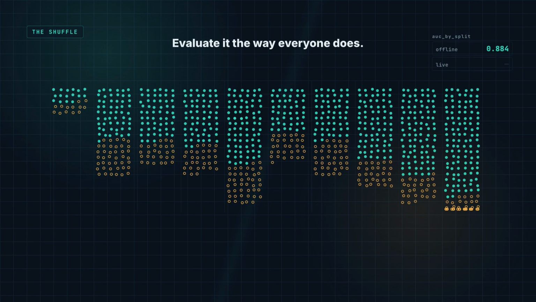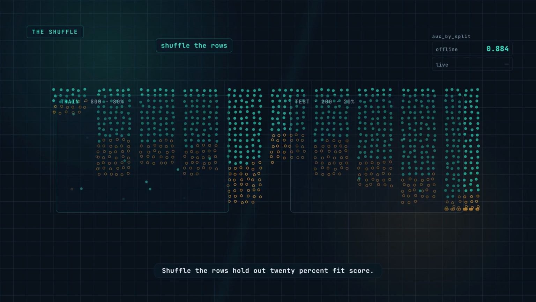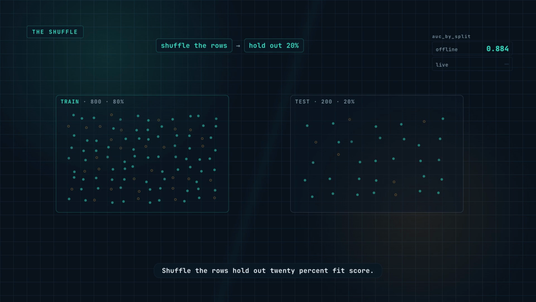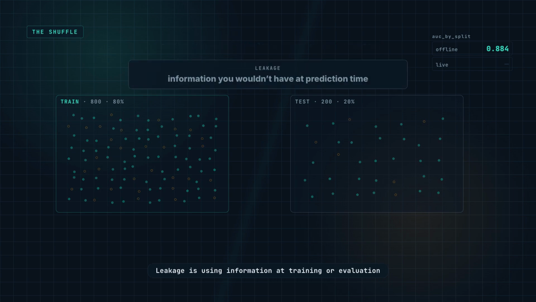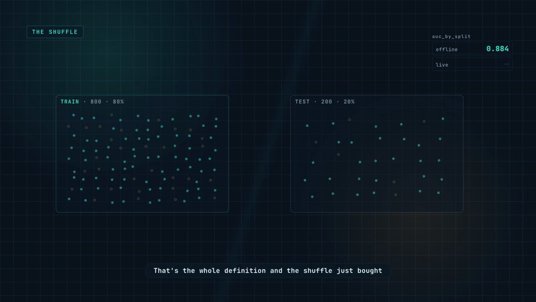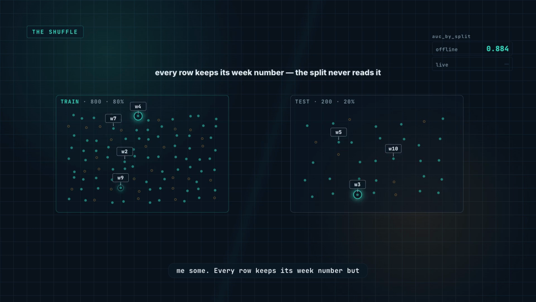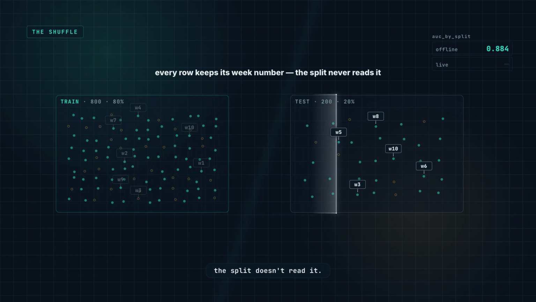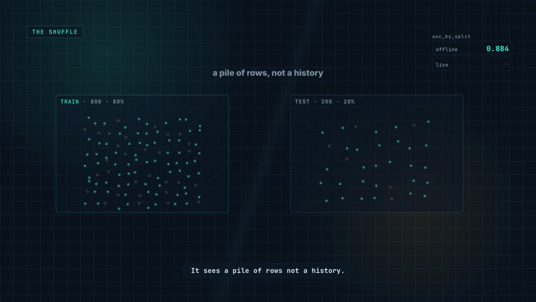Now evaluate it the way everyone does. Shuffle the rows, hold out 20%, fit, score. Leakage is using information at training or evaluation time that you wouldn't have at prediction time. That's a whole definition, and the shuffle just bought me some. Every row keeps its week number, but the split doesn't read it. It sees a pile of rows, not a history.